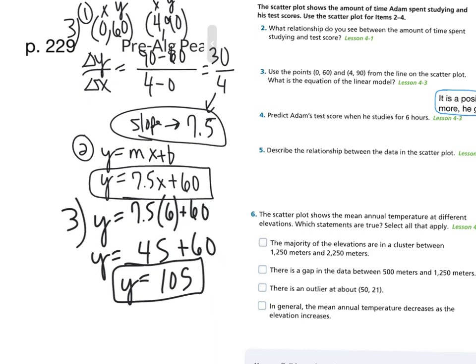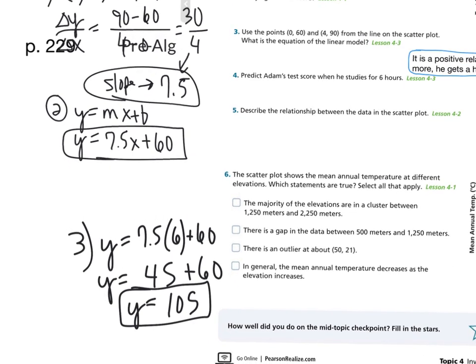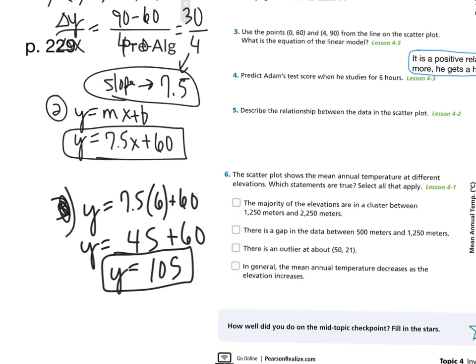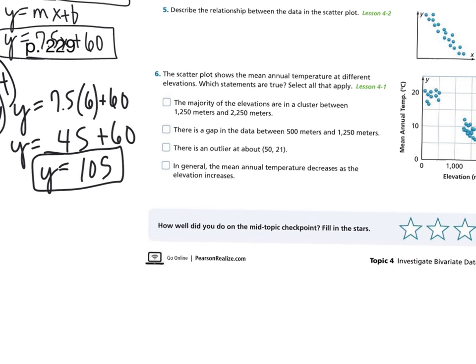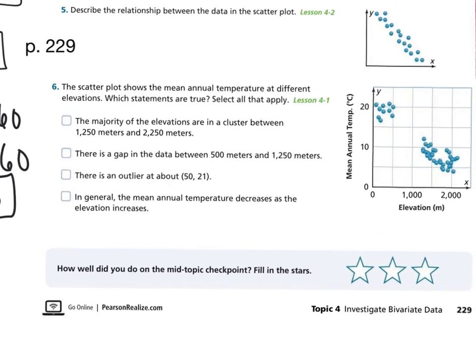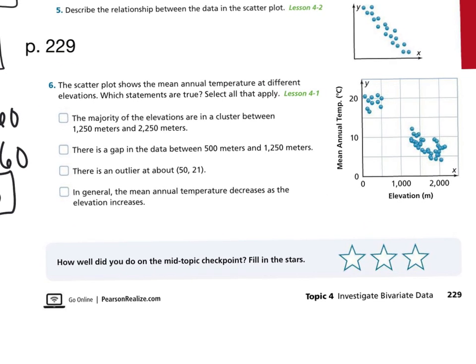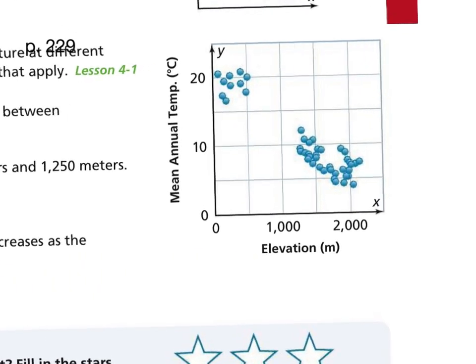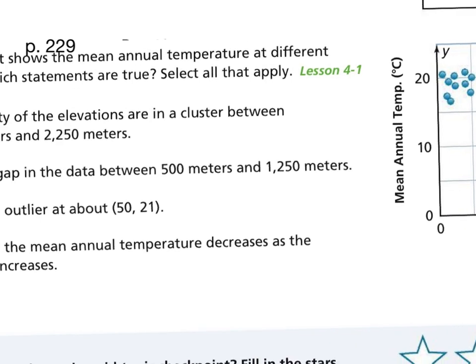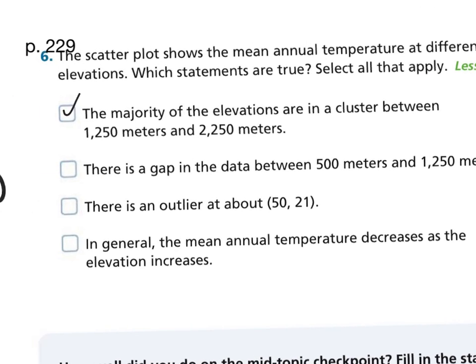If we look at number 5, that was number 4 we just looked at there. Okay, number 5, the scatter plot shows the mean annual temperature at different elevations. Which statements are true? Select all that apply. So the first thing they're saying, the majority of elevations are in a cluster between 1,250 meters and 2,250 meters. So this would be 1,500. So that looks to be pretty accurate. That's a lot of points right there. So I would check that one.